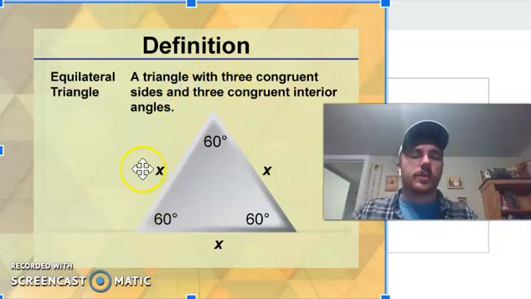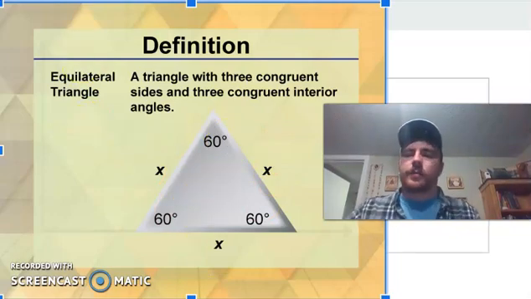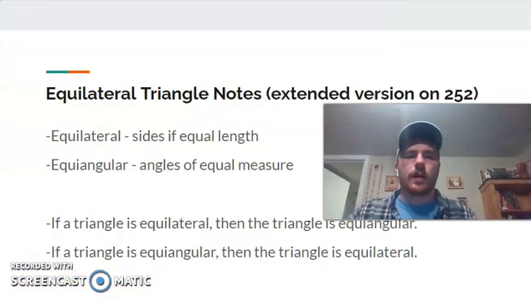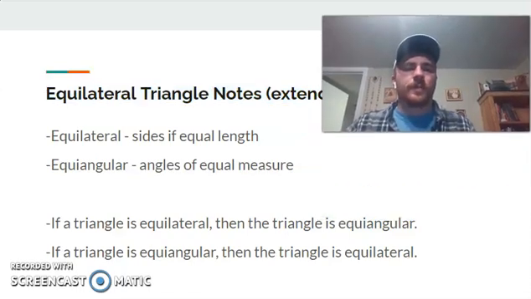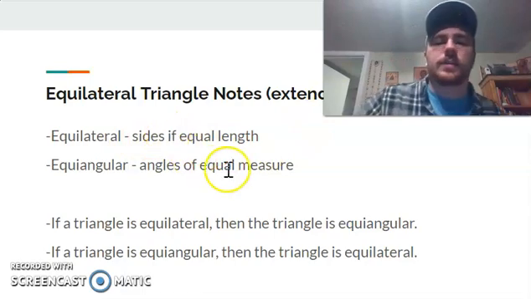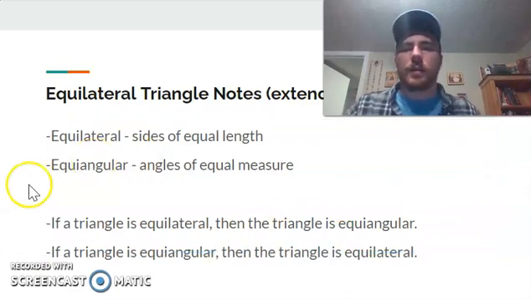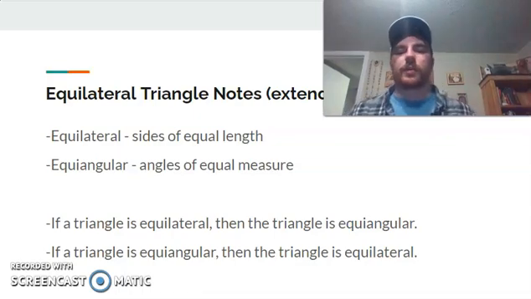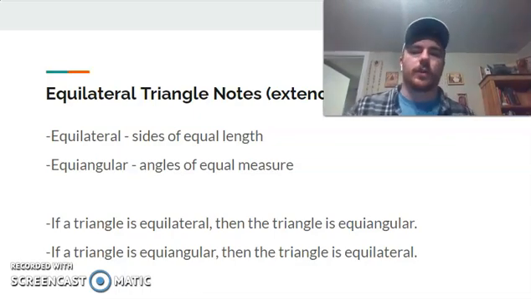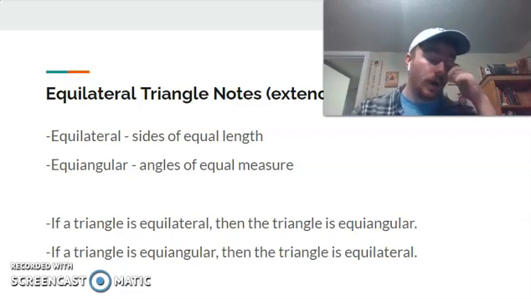Now we also know that those sides are going to be congruent, and that's the definition of an equilateral triangle. There are a few little notes that go with this. Like I said, here we have an extended version of it on 252. Equilateral means sides of equal length. Equiangular means angles of equal measure. And then we also have this note saying if a triangle is equilateral, then the triangle is equiangular, and if a triangle is equiangular, then the triangle is equilateral. They're generally known as equilateral triangles. So that's kind of how I will use them.